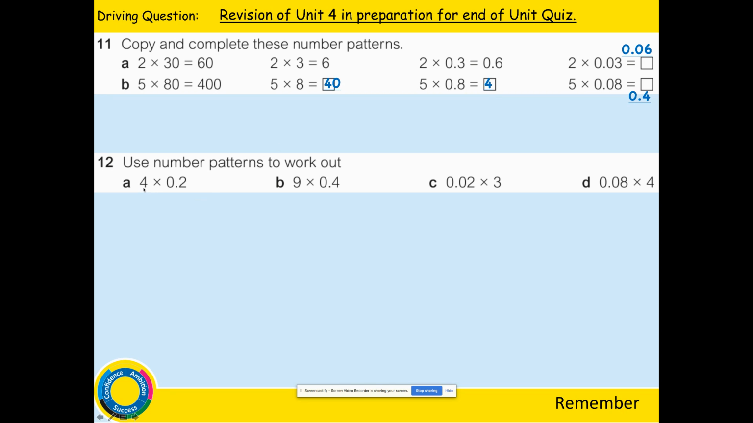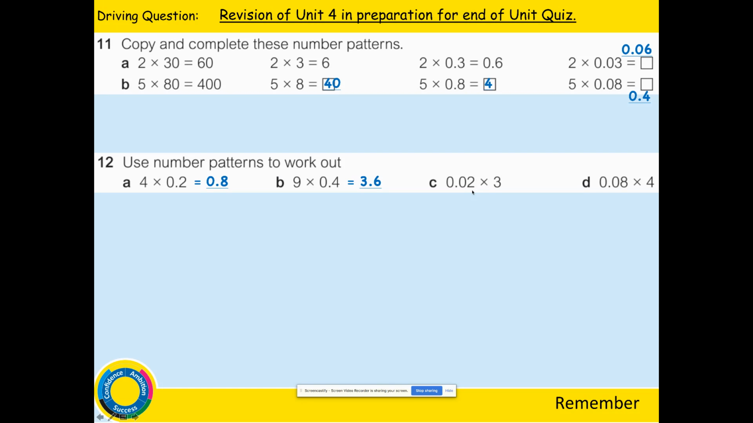Same sort of thing, but you haven't got a pattern to follow here. We look at 4 times 2 is 8, but that is 10 times smaller than 2, so we need to make 8 10 times smaller. So it would be 0.08. 9 times 4 is 36. We need to make it 10 times smaller because this is 10 times smaller than 4. So 36 divided by 10, remember you're going to move things over to the right, so it will become 3.6.